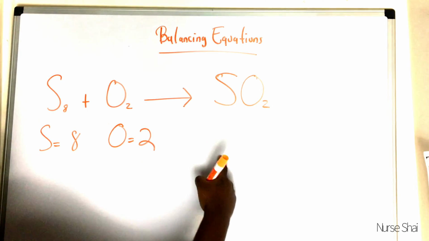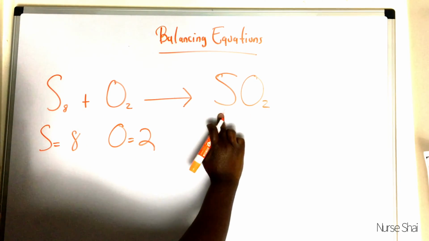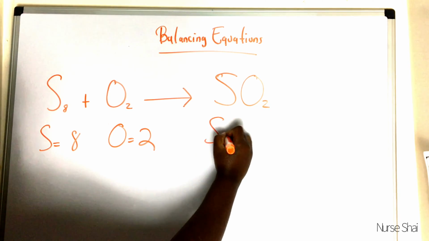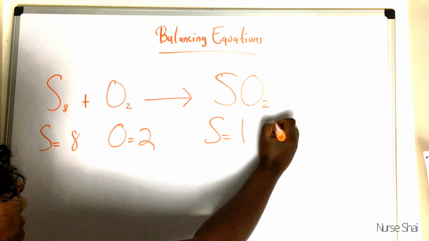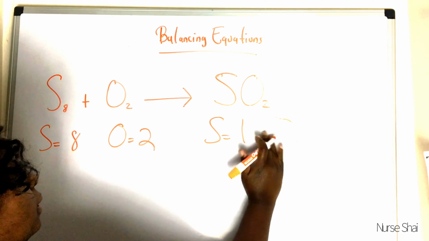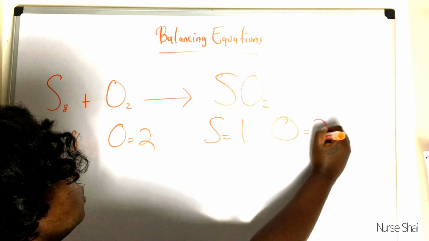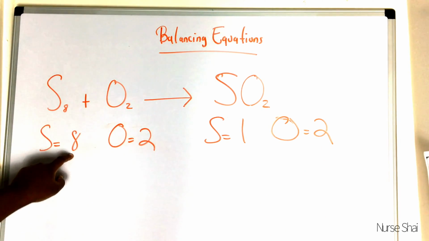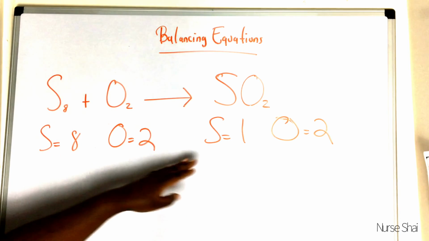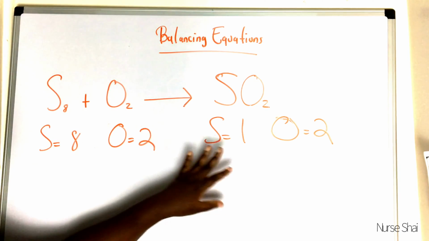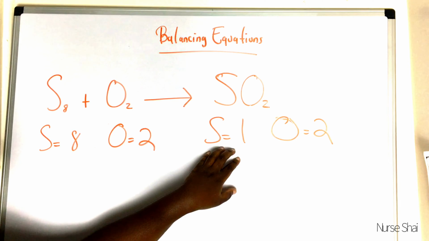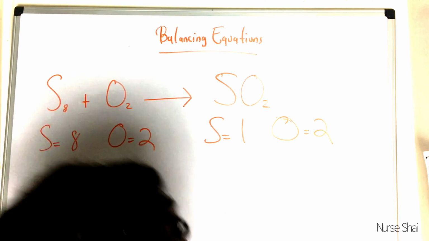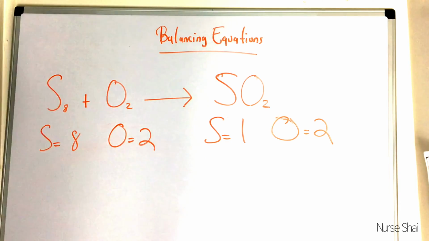And here, our product, we have 1 sulfur, but we have 2 oxygens. Now this is not a balanced equation because there's more sulfur on the reactant side than there is on the product side, and that is not correct. Okay, so how do we fix that?